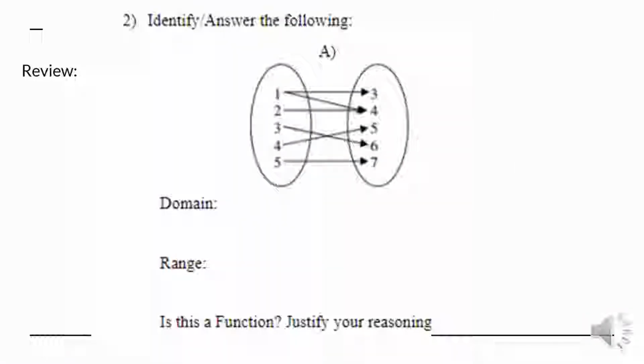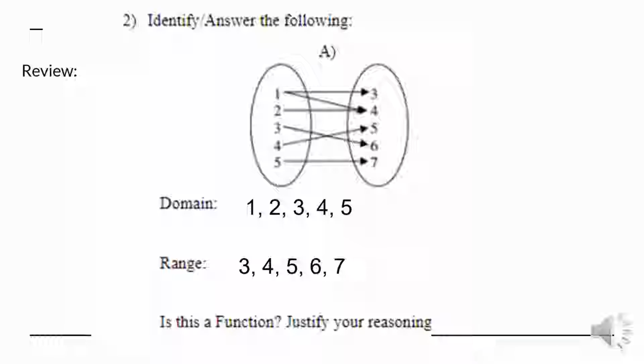So let's review our relation and function before we get into parent functions and their transformations. What's the domain of this function? If you said it's the numbers on the left, you're correct. So that means that the range has to be the numbers on the right.